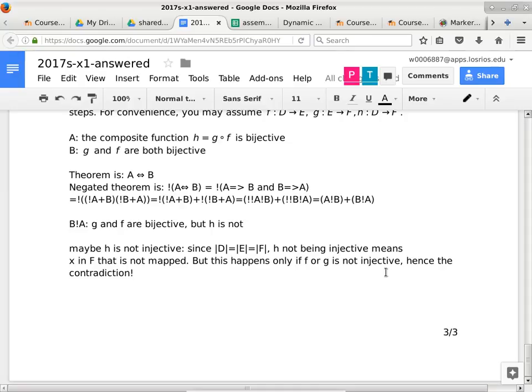Now the other case of H not being surjective is the same proof, because H not being injective and H not being surjective are exactly the same thing in this case. And it has to do with D and F having exactly the same cardinality. So when you have a function where the domain and the codomain have exactly the same cardinality, then not having injectiveness also guarantees not having surjectiveness. Having injectiveness also guarantees surjectiveness.